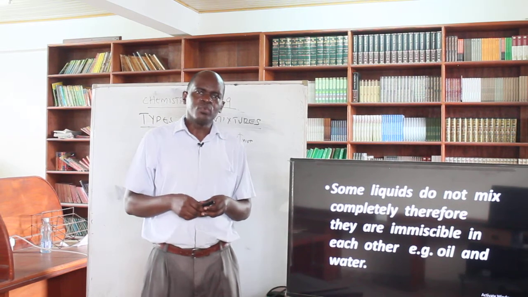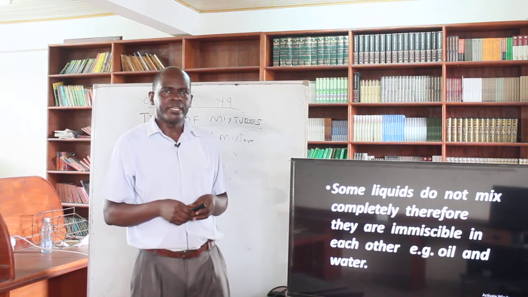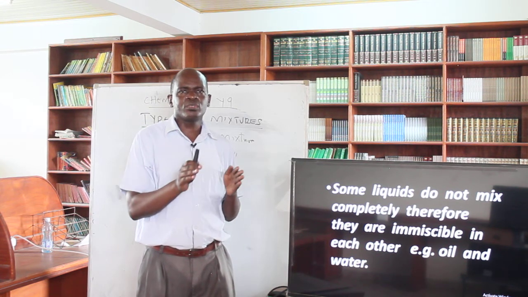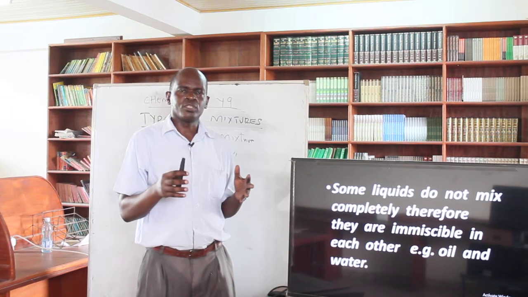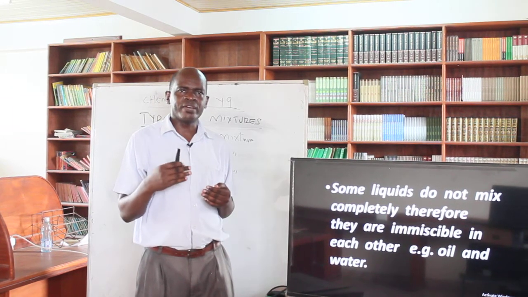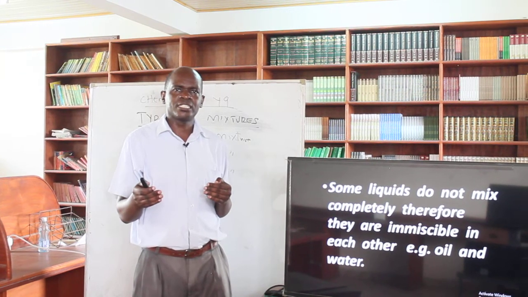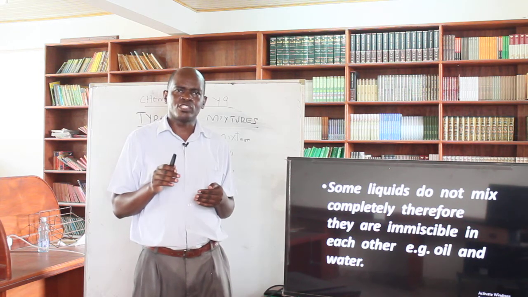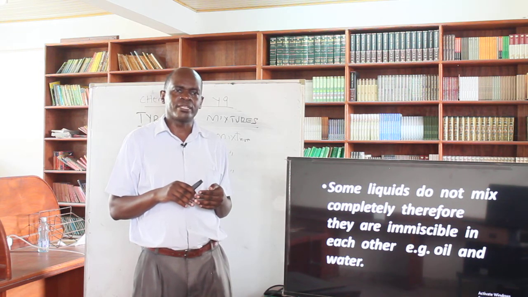Now, previously we just discussed liquid mixtures. We have what we call miscible liquids, which are liquids that mix completely, resulting in the formation of a uniform layer. And we gave an example of water and milk. When the two are brought together, they form a white color. There's no layer that remains.